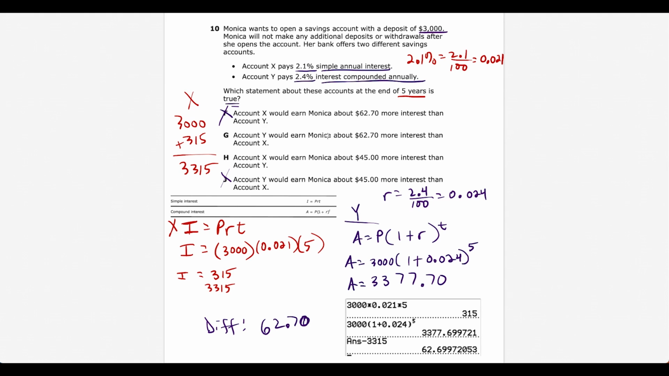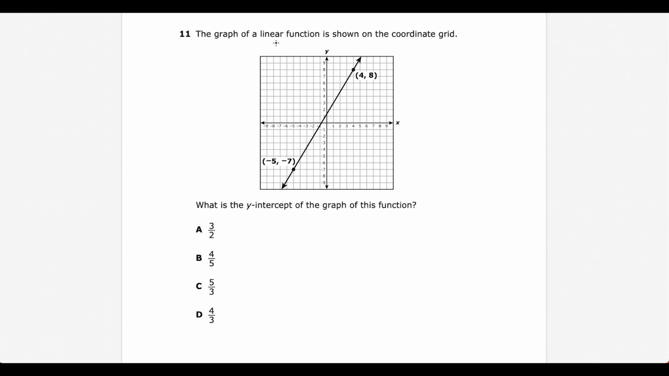And account Y would earn $62.70 more than account X, so choice G is our answer. So question 11, we have a graph of a linear function, and we want to know what is the y-intercept of this function. So what I would do here is find the slope between these 2 points.